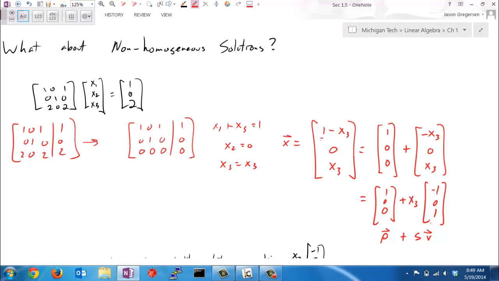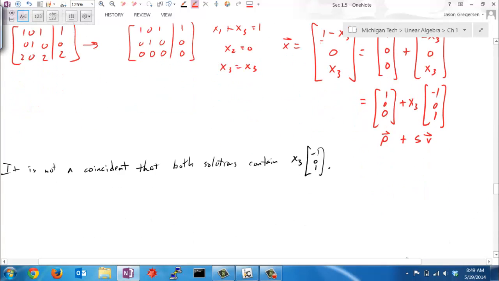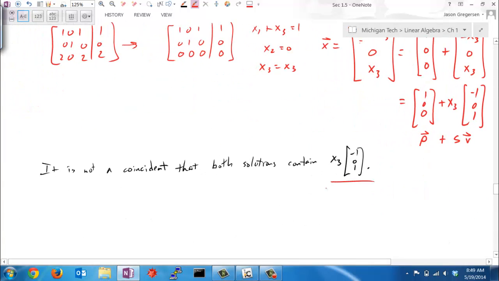S times negative 1, 0, 1. Absolutely. It was some parameter times negative 1, 0, 1. This piece was the solution of the homogeneous system. So really the only difference is this extra piece here. So it's no coincidence that this happens. The homogeneous system is very much related to this non-homogeneous system. So it's not a coincidence they both contain this piece here. So why does that work out?